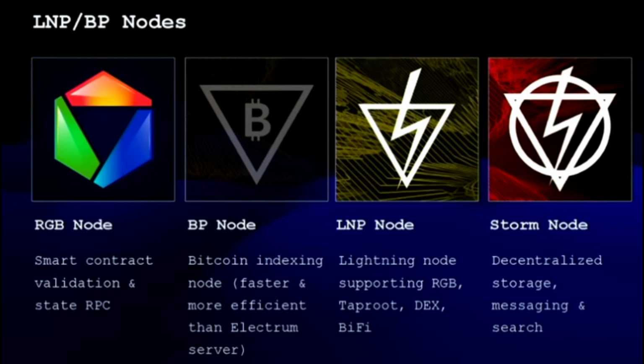So importantly, you need the RGB node to do any of this stuff. That is what's doing the client-side validation of these smart contracts. And then they've also developed a node for Storm, so you could run a node to participate in the Storm network. And then they've also developed a nice Lightning node, this LNP node, that I believe has the RGB and other components embedded, which would be really nice. Okay. So that's a lot.